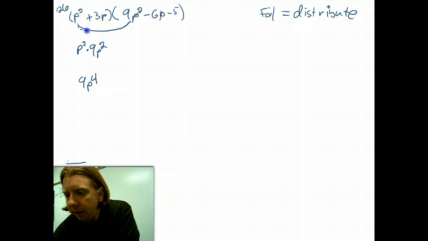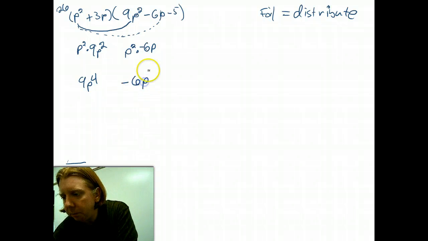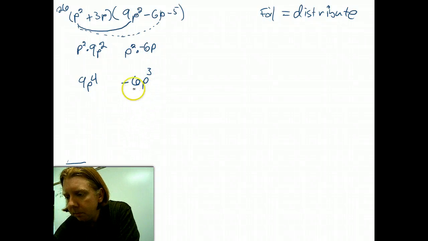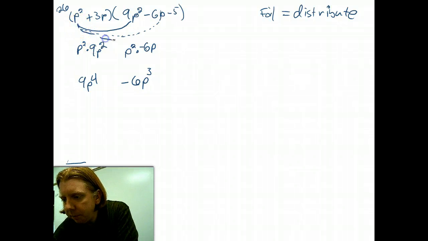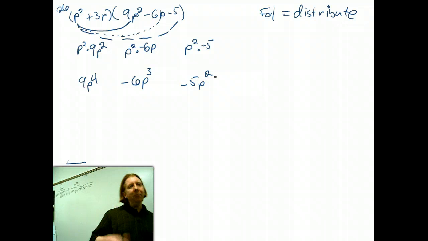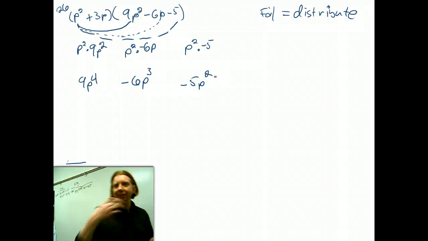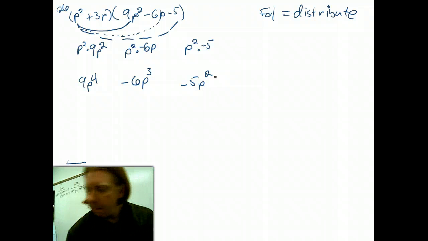So now I'm going to take this first term, p squared, times the second guy. So that's p squared times negative 6p, so that's negative 6p to the third. And then I take that first term, and I go all the way to the last term, and that's p squared times negative 5, or negative 5p squared. Distributing means you take each term in the first factor and multiply by every term in the second factor. Then you repeat that.